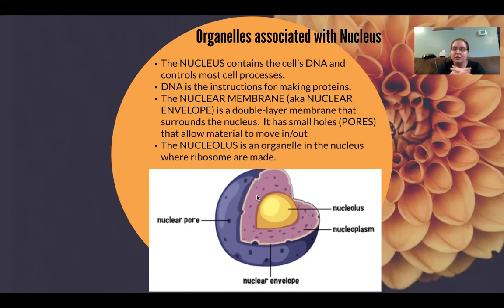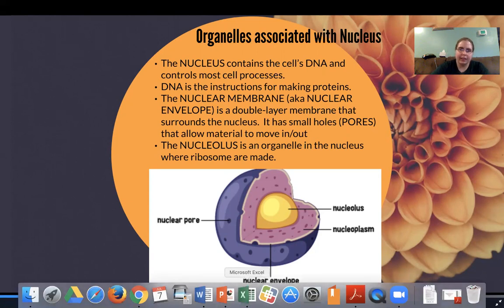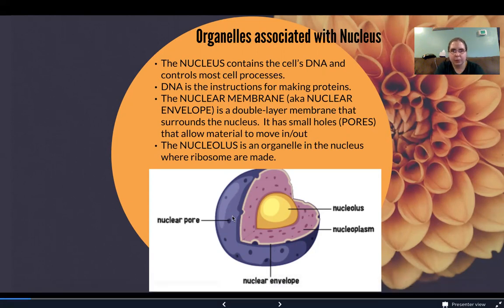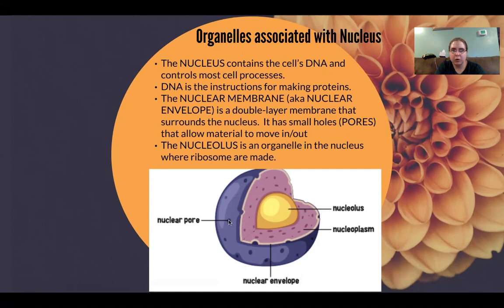Now, some things do need to move in and out of the nucleus, and that's where the nuclear pores come in. They're little tiny holes that will allow very, very specific material in and out of the cell. So if you look at the diagram here, the entire structure, that is the nucleus. The purple on the outside, that's the nuclear envelope, and the holes that we see, that would be the nuclear pores. The DNA or chromatin would be inside there, not this yellow blob in the middle, that's the nucleolus.